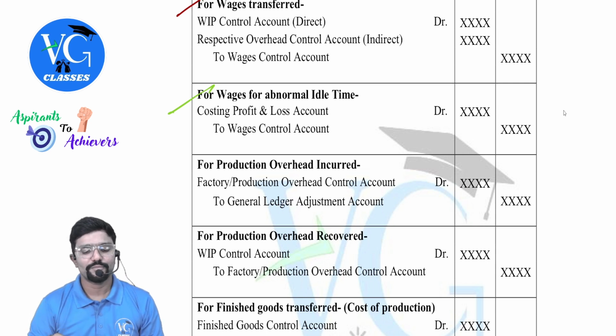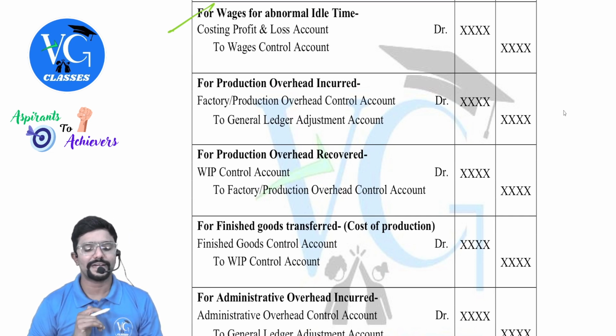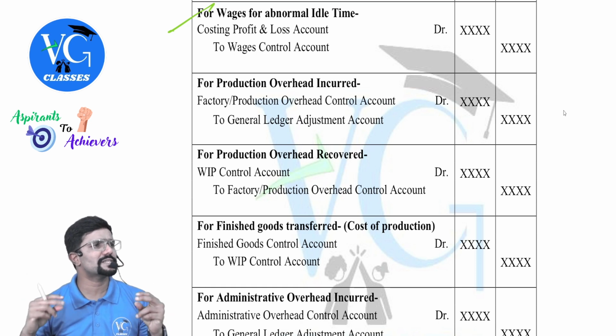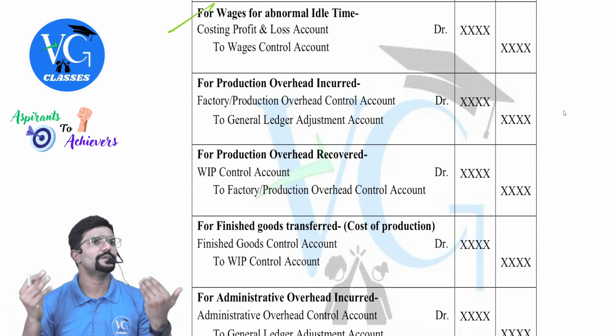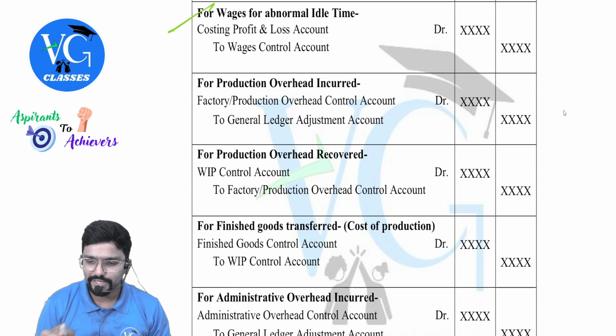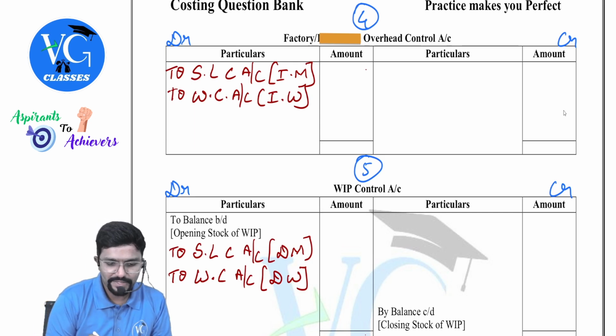Okay, so next, production overhead incurred or factory overhead incurred. We are using the name factory, so let us also go with that. Factory overhead control to general ledger. Even this is an expense, okay? Any expenses have to be debited to general ledger. Okay, sir. Let us post it. Let me post it here as we are already here.